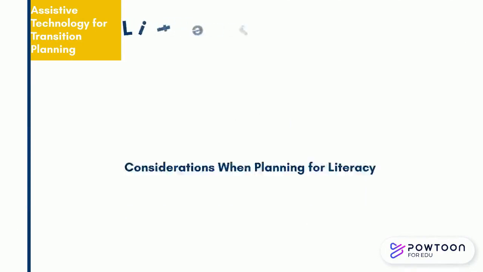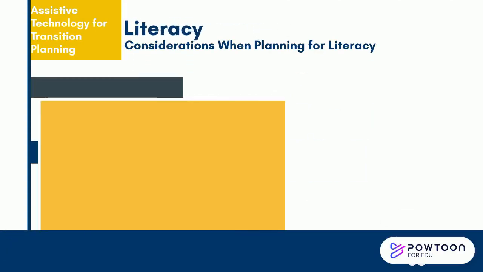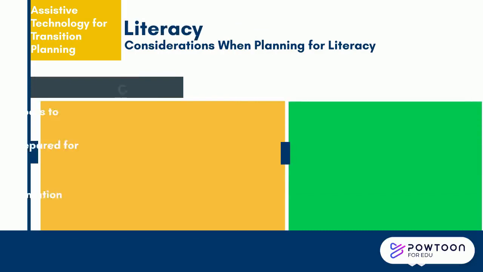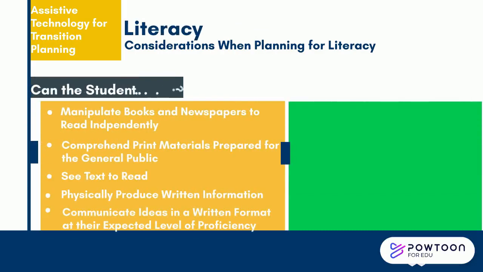Assistive technology for transition planning. Considerations when planning for literacy. Can the student manipulate books and newspapers to read independently? Can the student comprehend print materials prepared for the general public? Can the student see text to read? Can the student physically produce written information? Can the student communicate ideas in a written format at their expected level of proficiency?